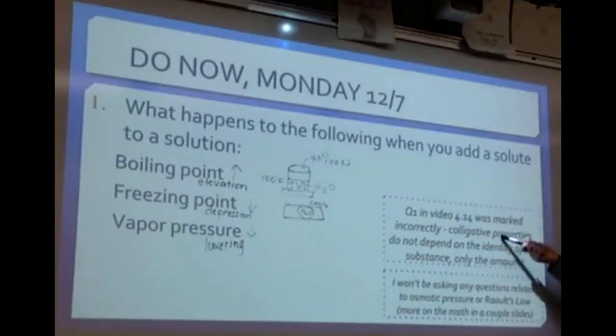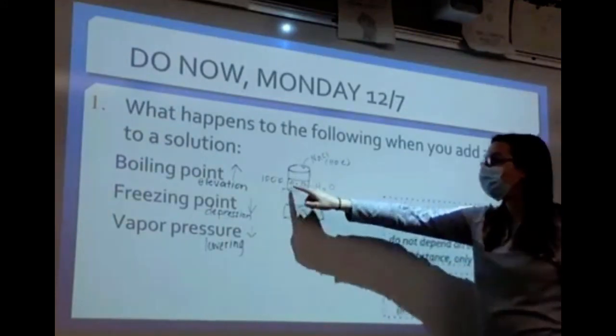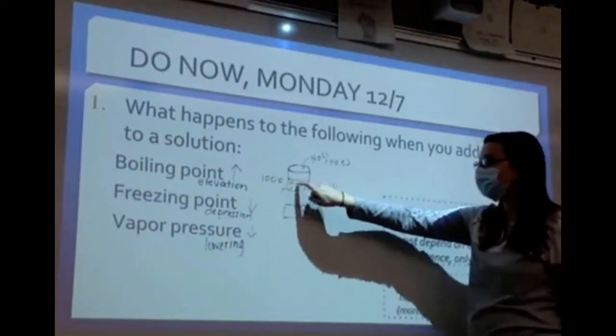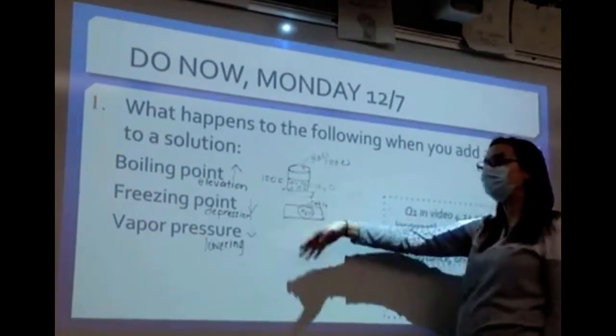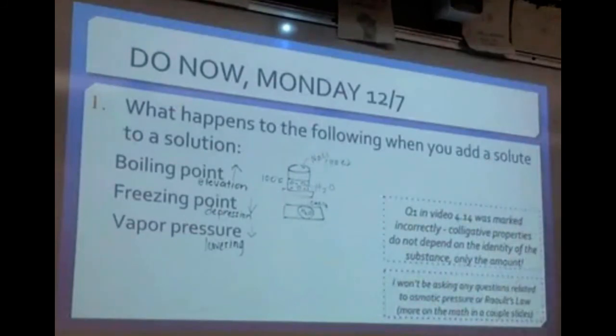In video 14, question 1 was marked incorrectly. So colligative properties do not depend on the identity of the substance, only the amount. I think it was a true-false question. False was the correct answer. So colligative properties only depend on the amount of solutes that get added. The more solute that gets added, the more the colligative properties will be affected.